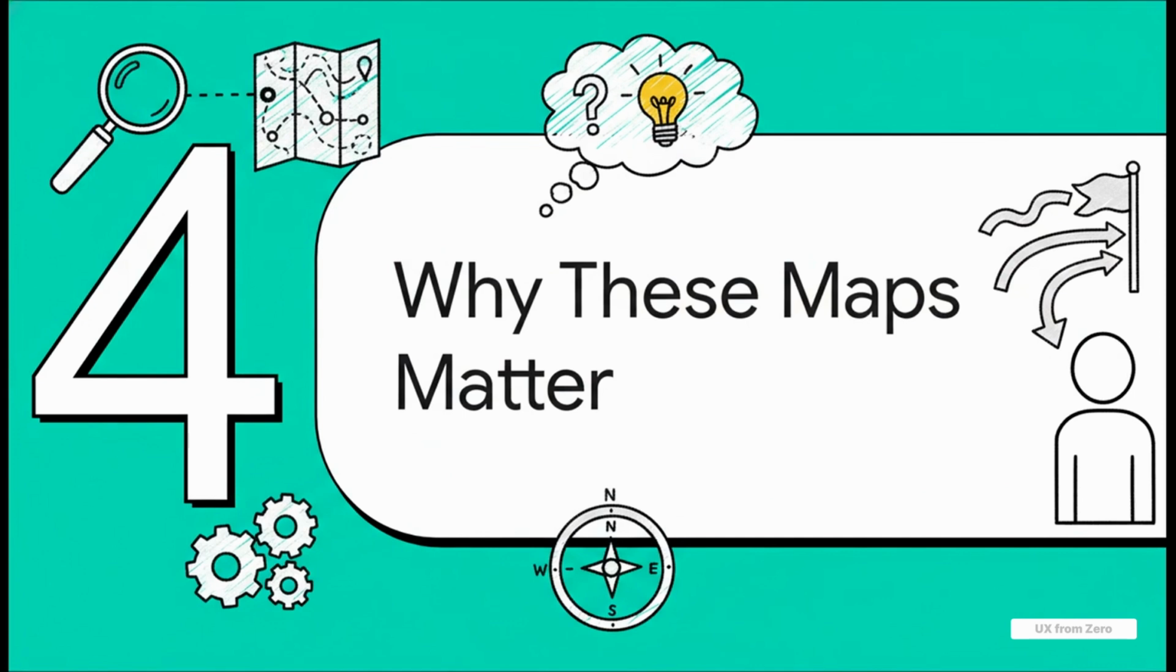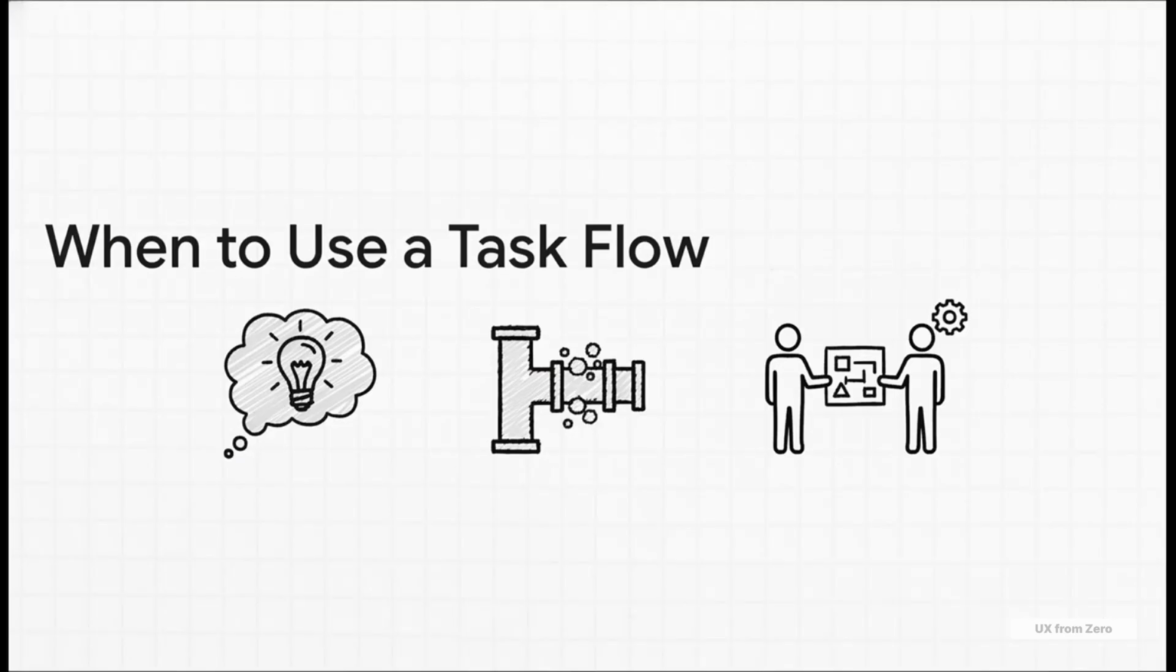So, you might be wondering, okay, I get the difference, but why does any of this actually matter? Well, this is the whole reason designers spend so much time on these maps. It's all about making your life easier. So, when would you pull out a task flow? They're perfect for the really early stages of designing a new feature, just to get the basic steps down. They're also great for finding ways to make a simple, standard process a little bit smoother. And they are a fantastic way to quickly explain to a developer how a function should ideally work without getting bogged down in all the what-ifs.